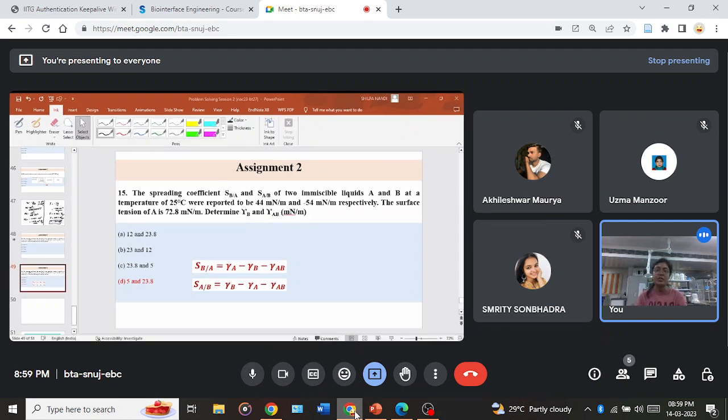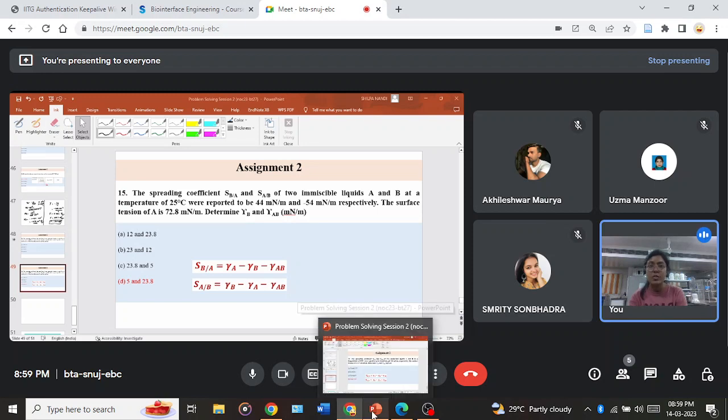The spreading coefficients S B by A and S A by B, both values are given, as well as the temperature, and the surface tension of A is given. You just have to find the surface tension of B and the interfacial tension between A and B, in terms of millinewton per meter. So in this question you don't have to convert any units because all the units are given in millinewton per meter. So let's try to solve this question.